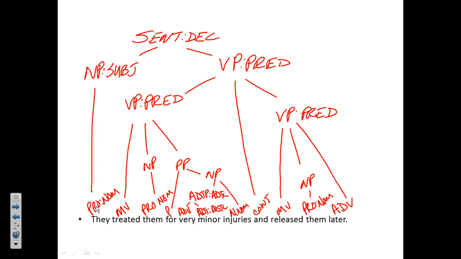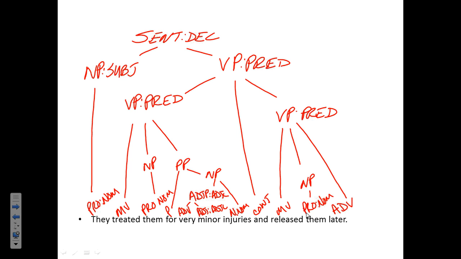And the final sentence: they treated them for very minor injuries and released them later. They is pronoun nominal. It's the subject of the sentence. So the rest of this is all predicate, which is complicated. Treated is a main verb. Them is a pronoun. It's nominal. For is a preposition. Very minor is an adjective phrase that's adjectival because it's describing injuries, which is a noun. It's nominal. And is a conjunction.